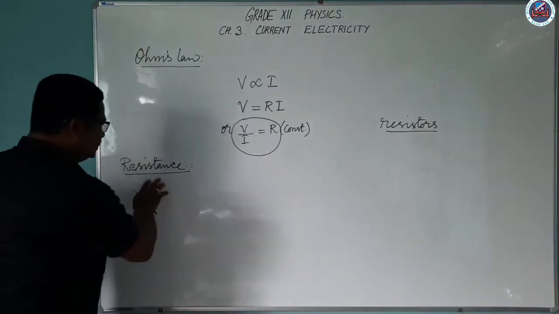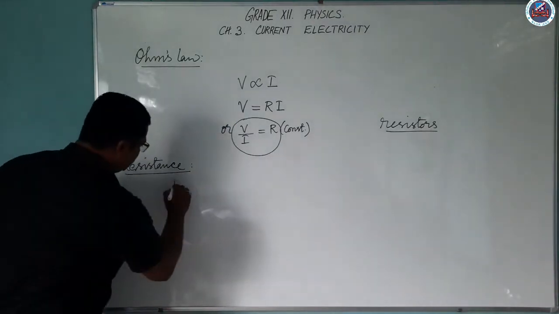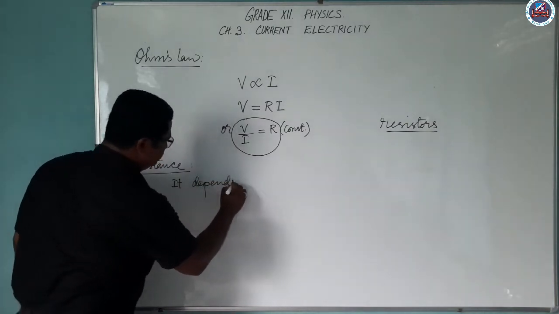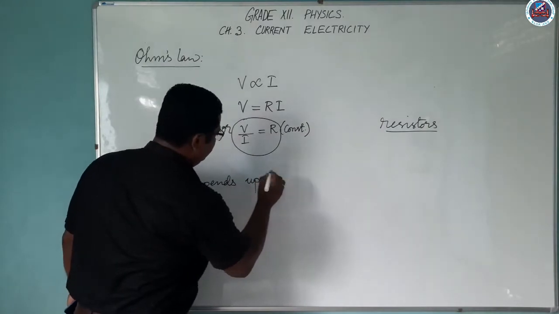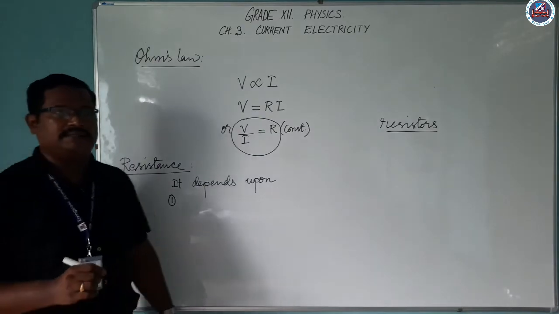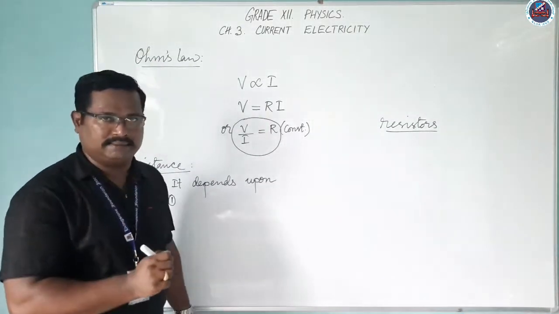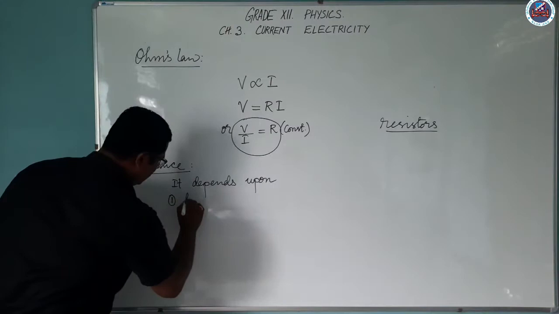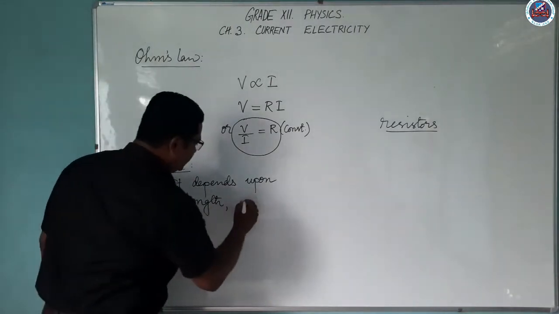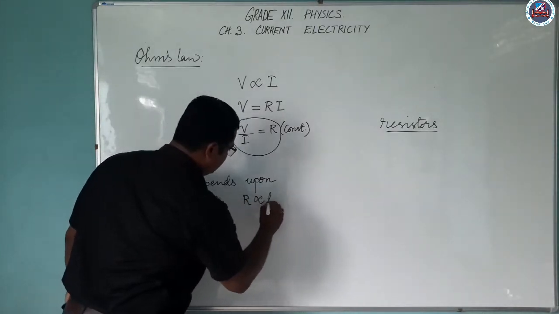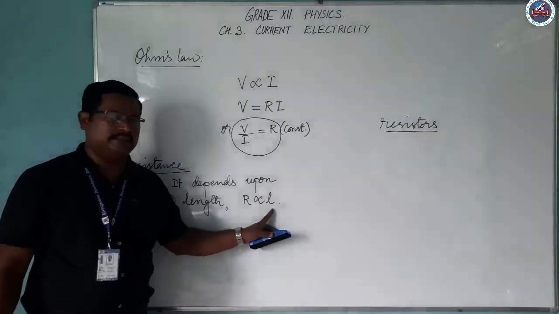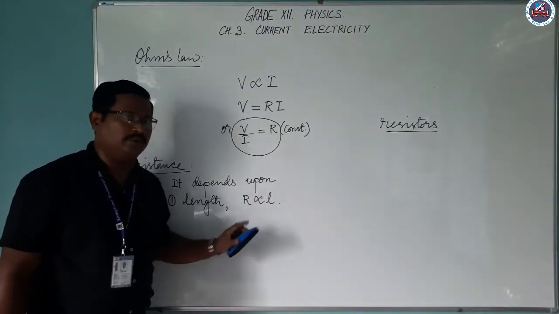Now this resistance is found to depend upon some following factors. Let me write them down one by one. Resistance depends upon its length. But how does it depend? Then we'll say that it depends directly. The longer the length of the conductor, the more resistance offered.